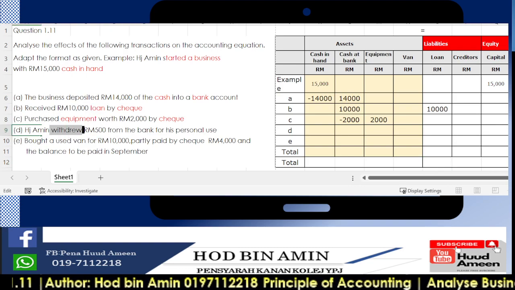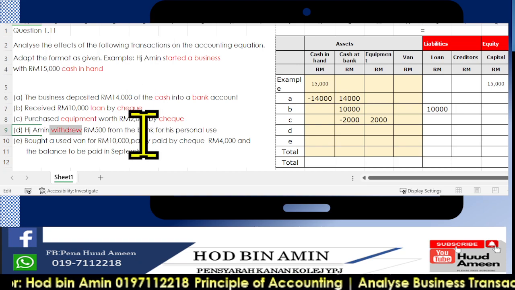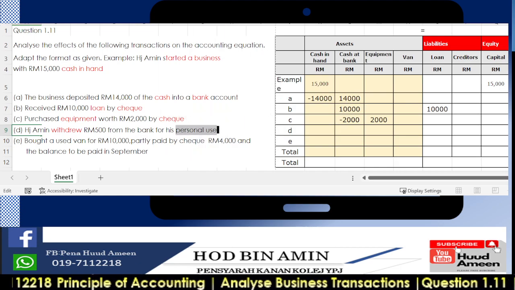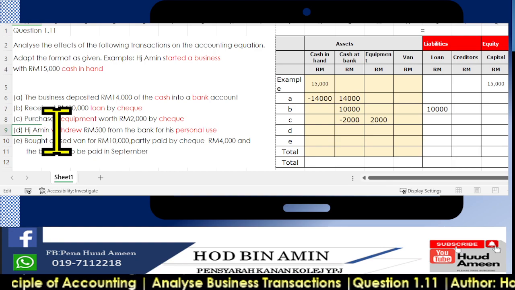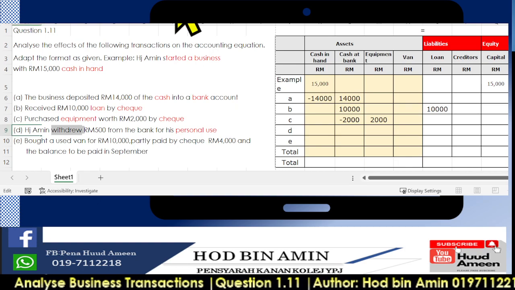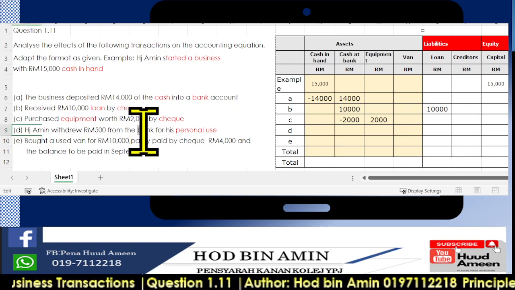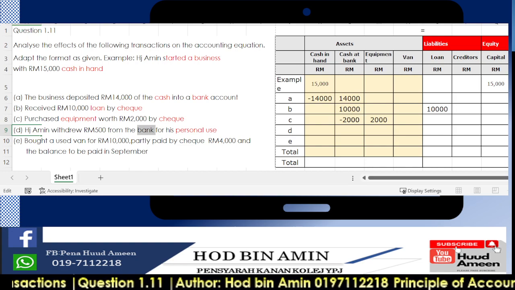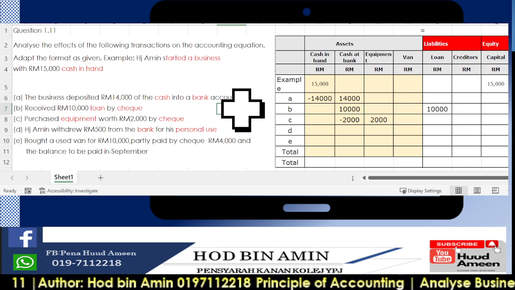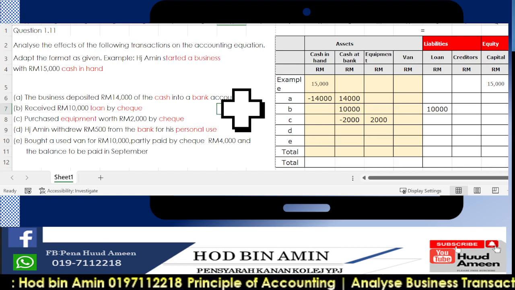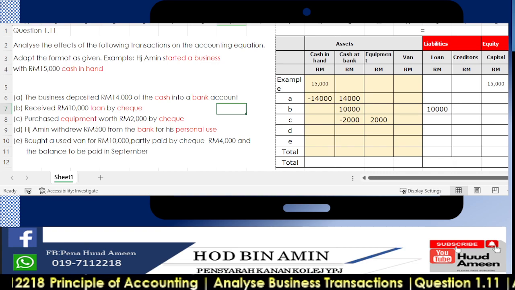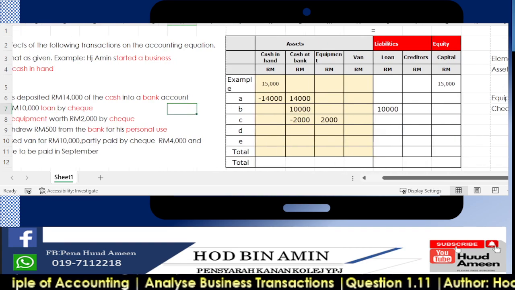All right, and then next, Haji Amin withdraws from the bank for his personal use. So there are two accounts involved, that is bank and personal use.